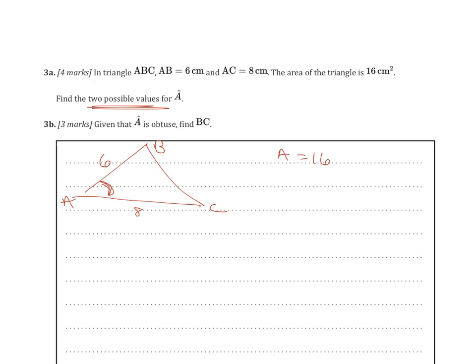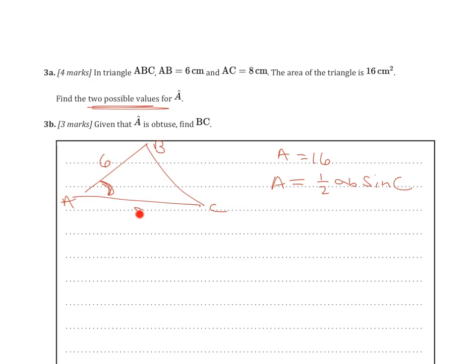So there are two formulas for the area of a triangle: one half base times height, but we don't know that we have a base and a height per se. So the other one is one half ab sine of C, which requires us to know two sides and the angle between them.